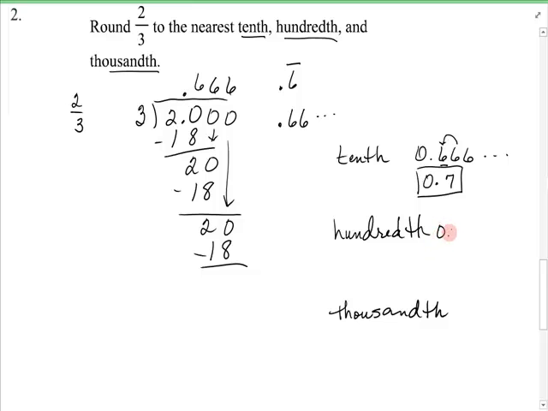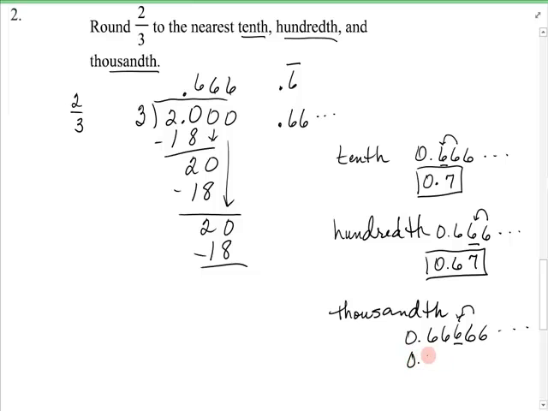Same number, 0.666... This is the hundredths. Round up, 0.67 in the hundredths place. And finally, 0.66666. I could write as many as I want. The thousandths place is right here. This says to round up, 0.667 is rounded to the nearest thousandth. You have to have your number written out at least one place further than where you're going to round to.